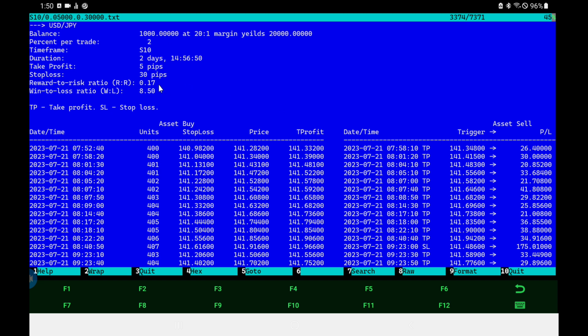And as you can see right here, it's 0.17 to 1. But my win to loss ratio is 8.5 to 1. That is, for every losing trade I take, I win 8 trades. So if every losing trade costs me 6 trades, then I have a net positive of 2 trades.